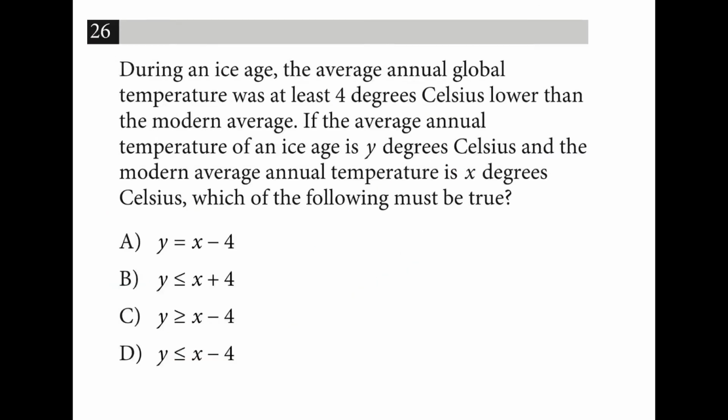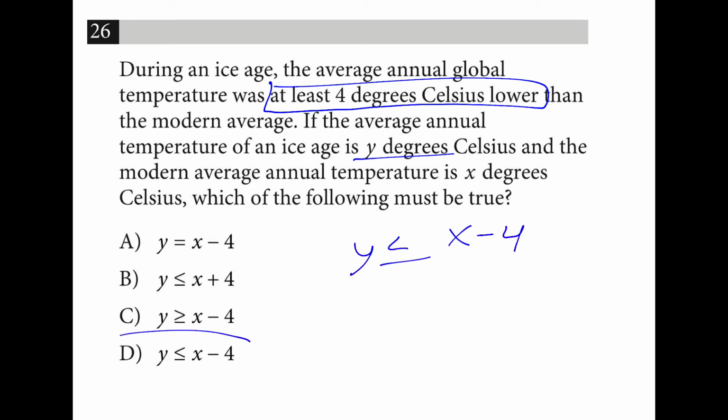So during an ice age, the average global temperature was at least 4 degrees lower. So if the ice age is Y, then Y is going to be less than or equal to X minus 4. Because X is the modern temperature.